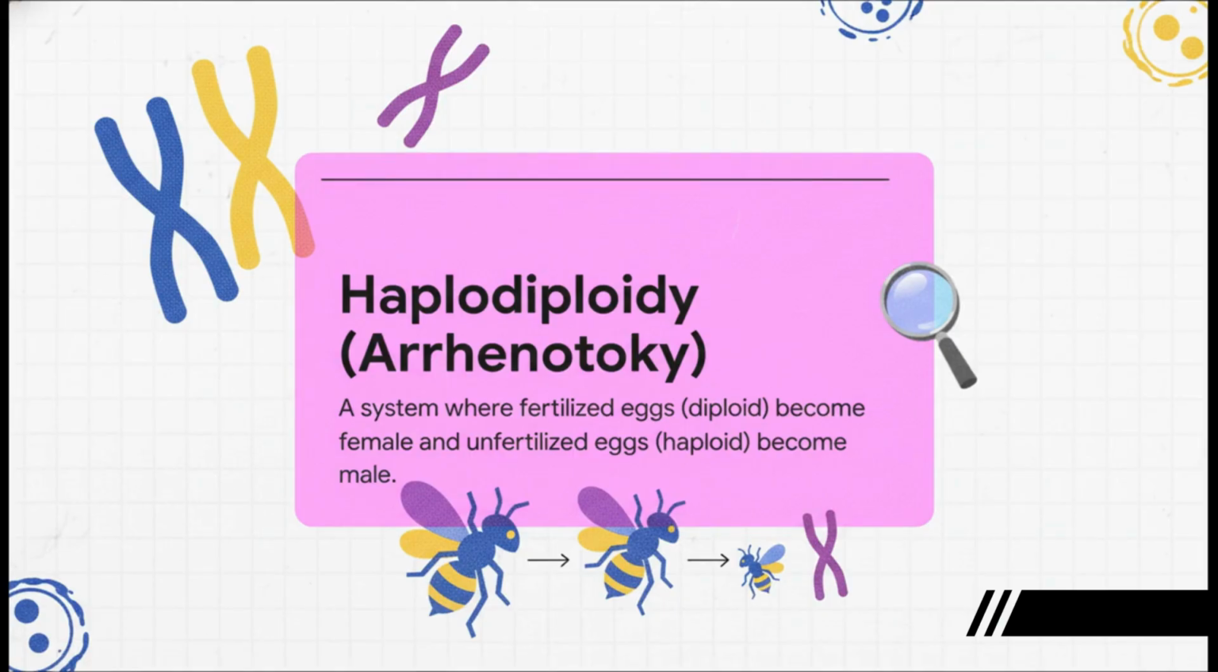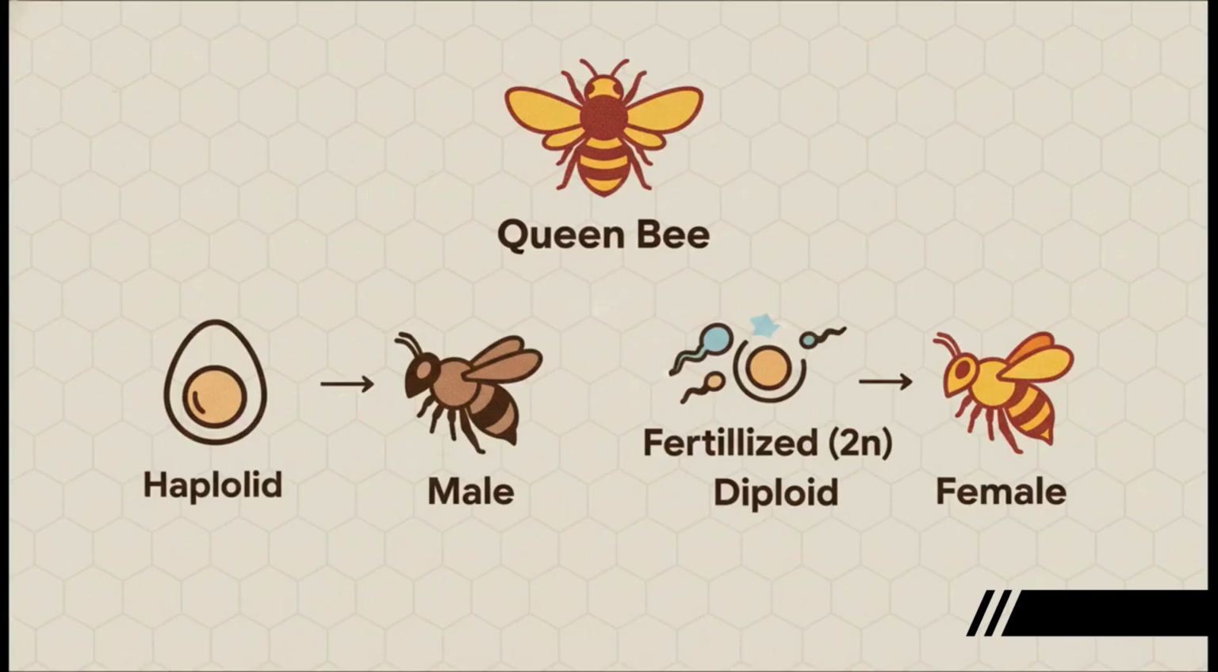That's it. Oh, and here's a pro tip for your exam. Sometimes they'll use a fancy word, arrhenotoky. Just know that it means the exact same thing as haplodiploidy. Don't let that term throw you. So check out how simple this is.